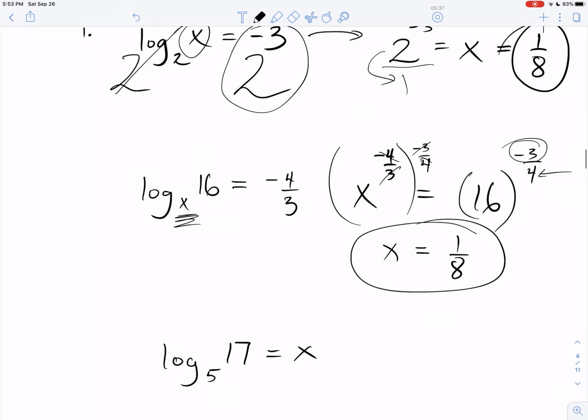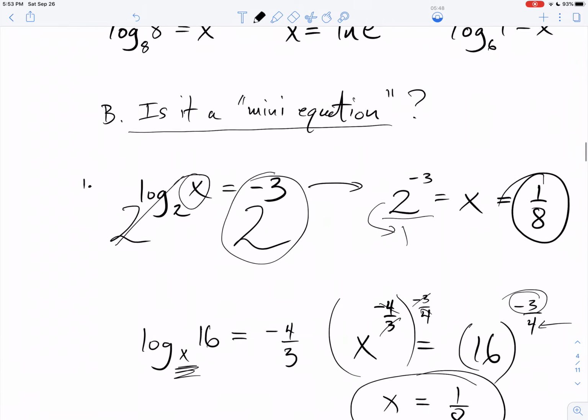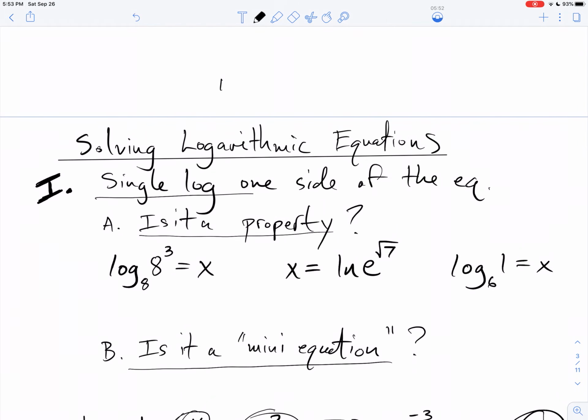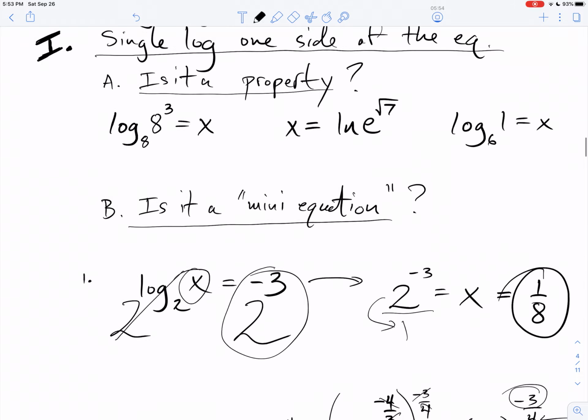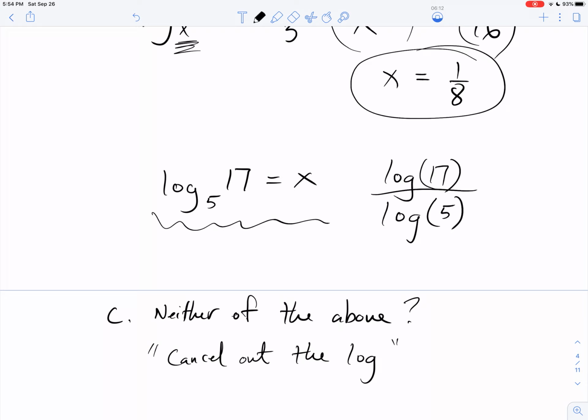So, moving on. Once again, you see that there is a log statement. This is a mini equation, but what unifies all these examples I'm talking about? There is a single log on one side of the equation. That is what all of these have in common. But this guy right here, this is a trick your calculator style question. I don't know what the log of 17 is, base 5, but I can just trick my calculator. I don't have to rewrite it.